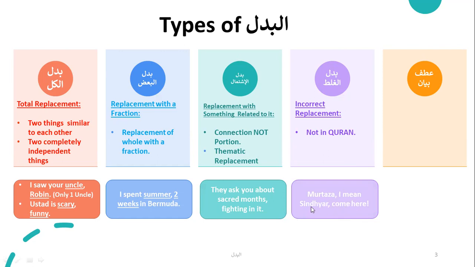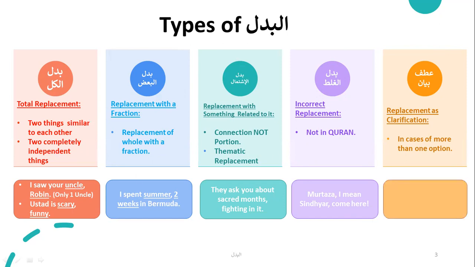So Murtaza, I mean Sindhyar, come here. Then Ataf Bayan. Ataf Bayan means replacement as clarification. When you further want to clarify about something in case of more than one option. In Badal al-Kul, we realize there is only one option. You have just one uncle, so that is completely replaceable. The uncle is entirely replaceable by Robin.